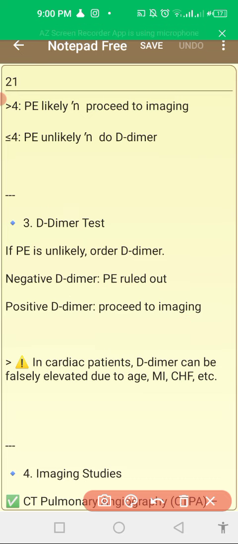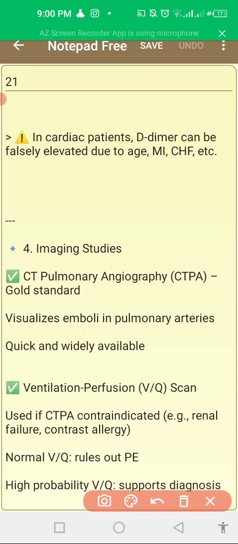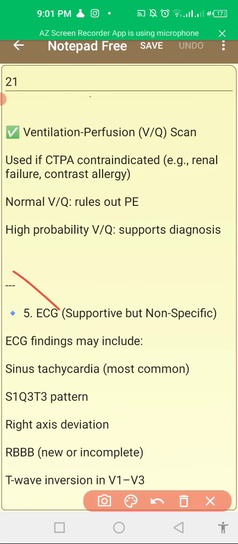CT imaging is done in cardiac patients. D-dimer test can be falsely elevated in the elderly, so we have to take care of that. Then imaging studies: CT pulmonary angiography to visualize emboli, or we can also look at the ventilation perfusion scan. And then we can also do an ECG of the patient.